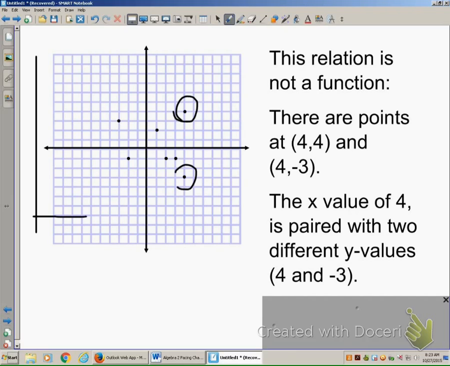If you notice, if I was going to draw a line through these points, it only passes through this point here once. It only passes through here once. But look what happens over here. The vertical line is passing through 2 different points, which brings me to my next definition.